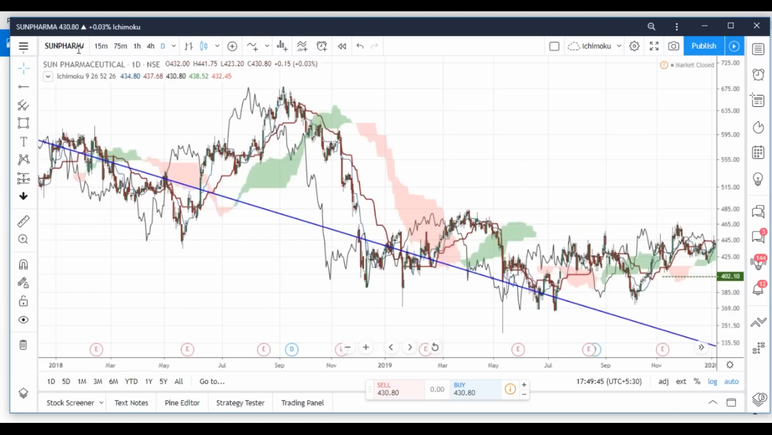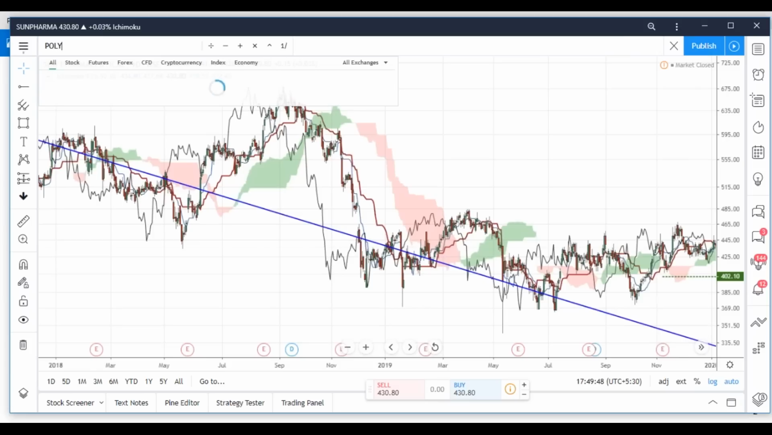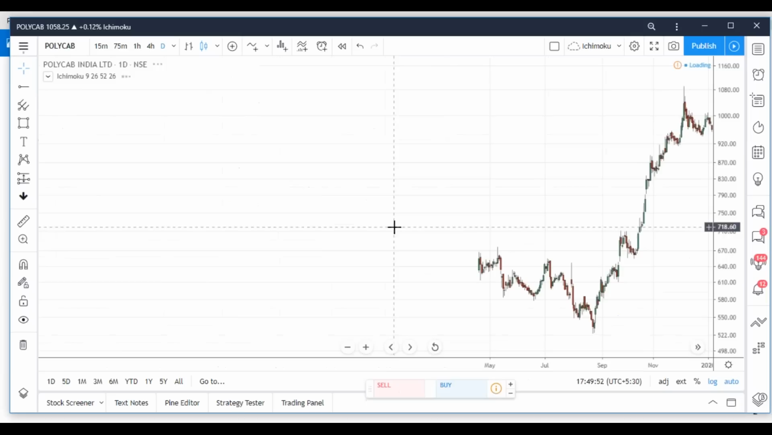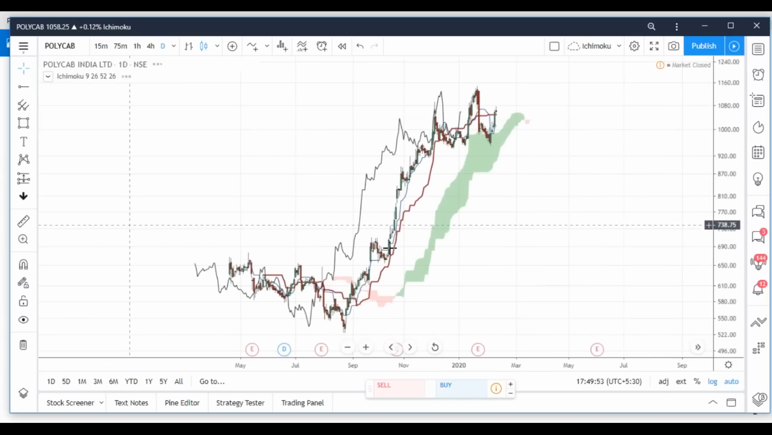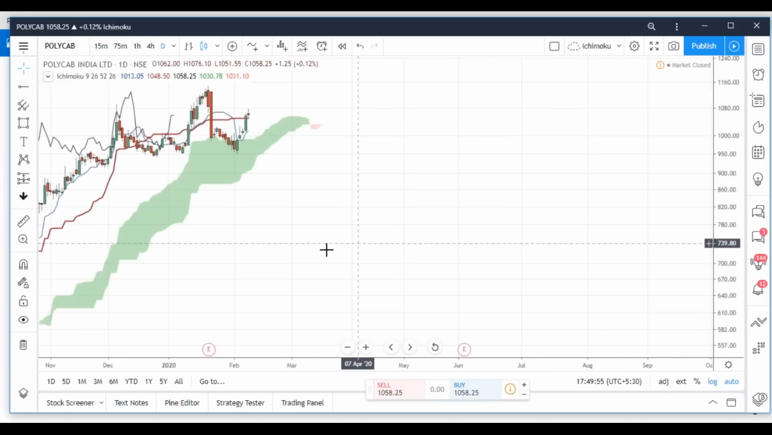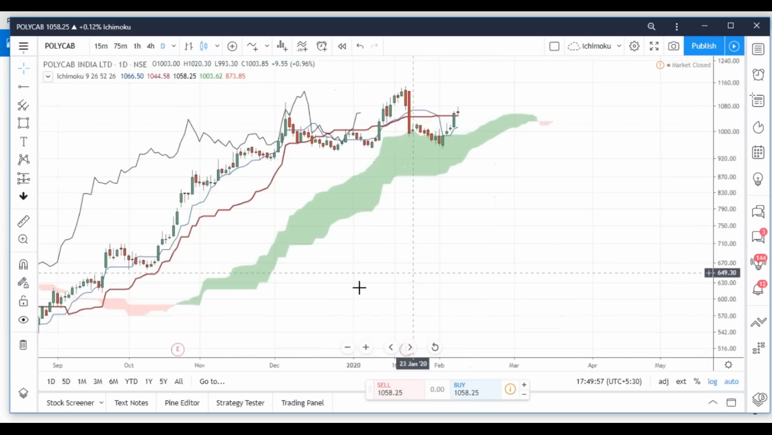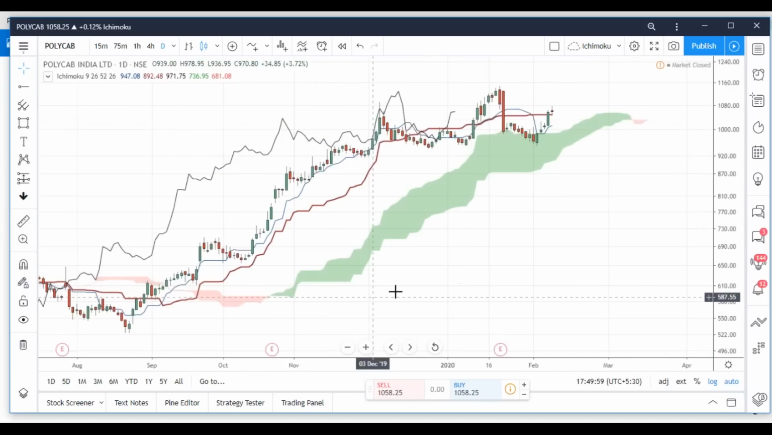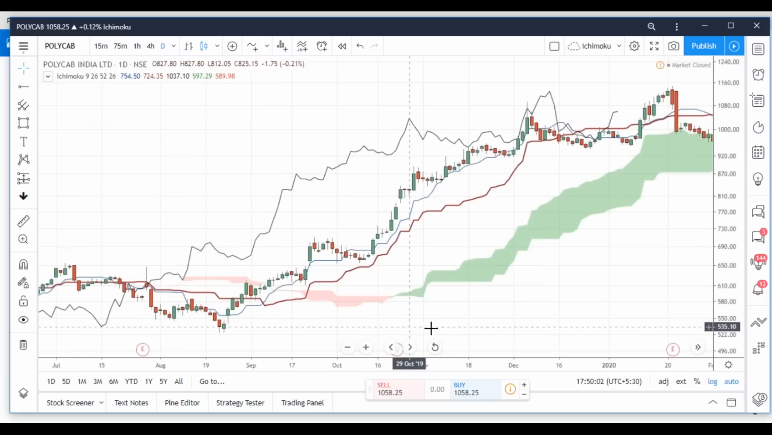Polycab, let's look into Polycab. Okay, can you guys spot a strategy here on Polycab? I request you to spot one.